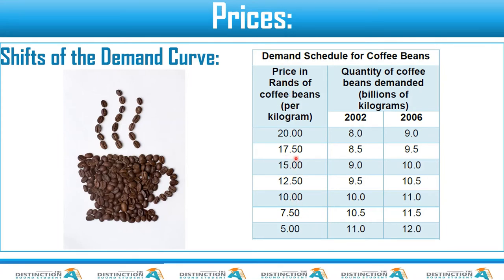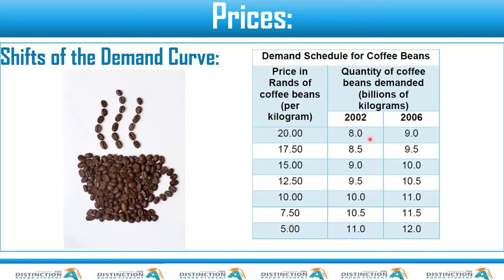Okay, so here we are having the prices. So this is the price in rands for coffee beans per kilogram. So we have 20 rand per kg, 17 rand 50, 15 rand, 12 rand, 10 rand, 7 rand 50, and 5 rand. If you may remember, these are the same prices that we had in the previous lesson.